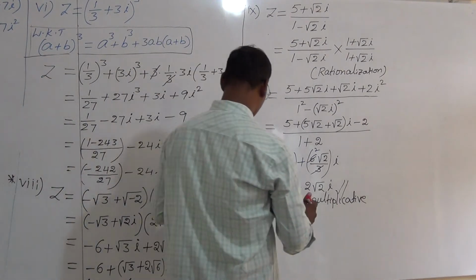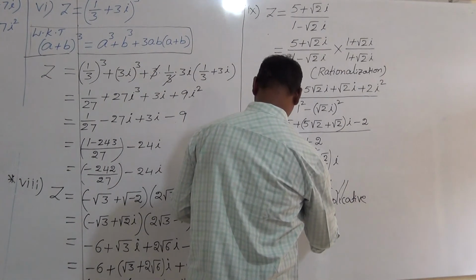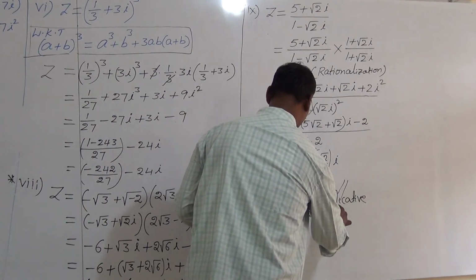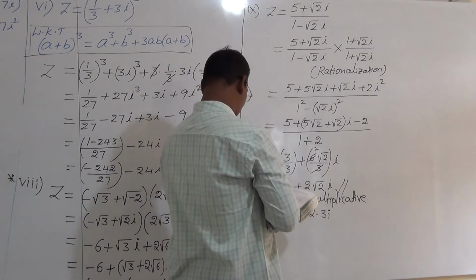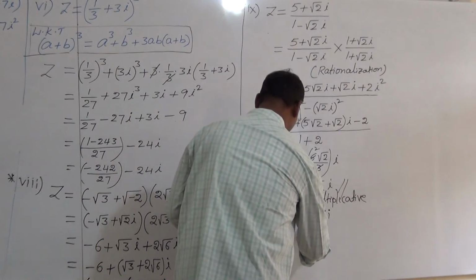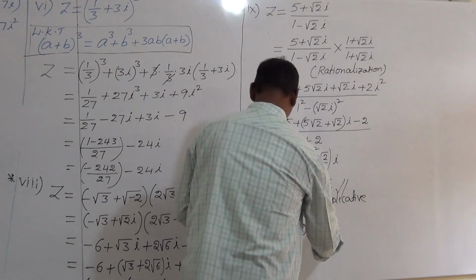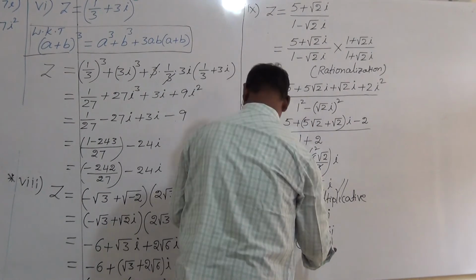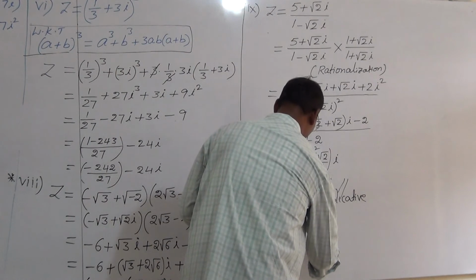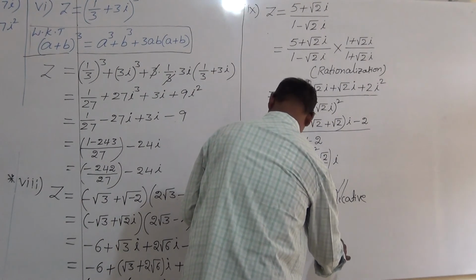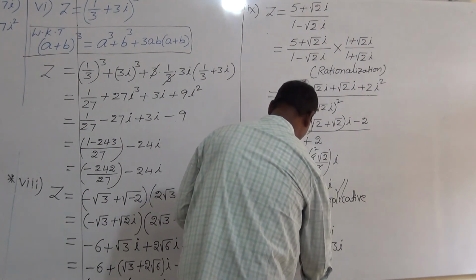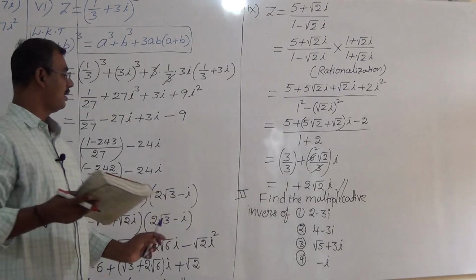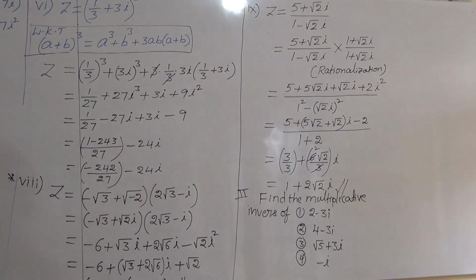Find the multiplicative inverse of. First question is 2 minus 3 iota. Second problem, 4 minus 3 iota. Third bit, square root of 5 plus 3 iota. Fourth bit, minus iota. So these are the problems in the exercise.